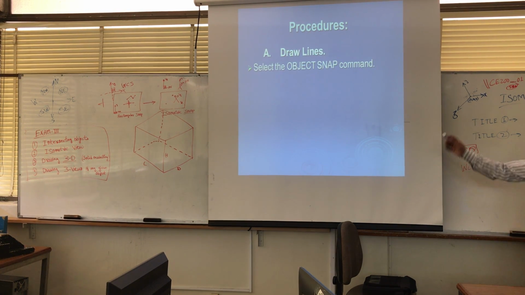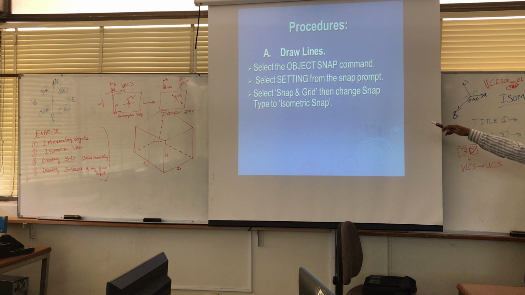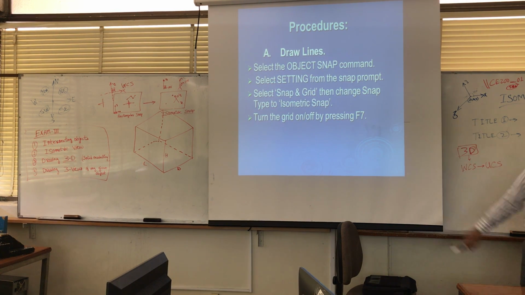Drawing a line. How to draw a line? You have to select object snap. How to select object snap? You go to the snap prompt and select isometric snap from snap and grid. I will open it and show you. You can turn off the grid any time by pressing F7 on the keyboard.